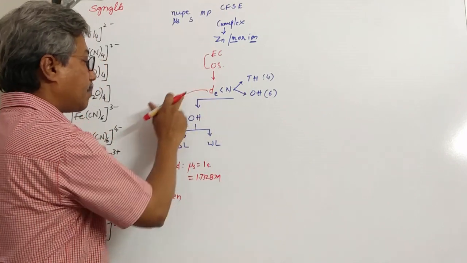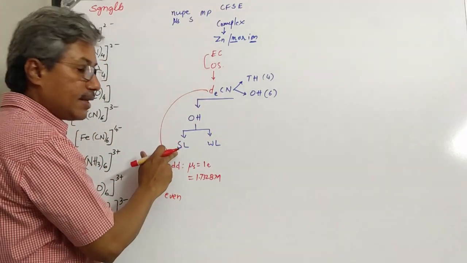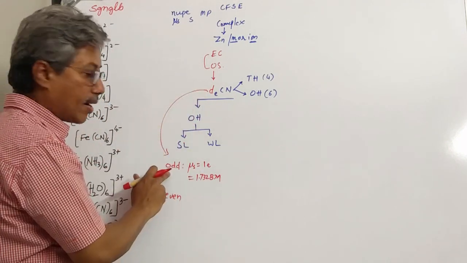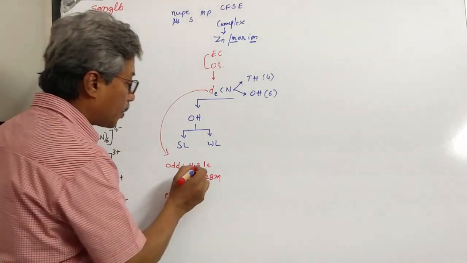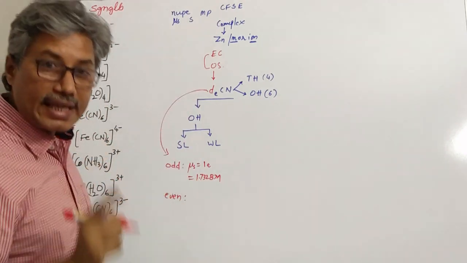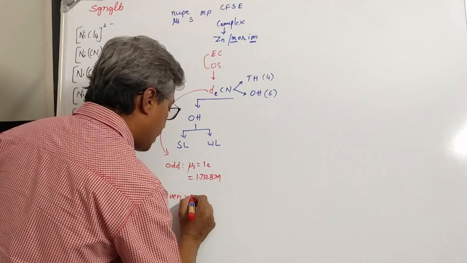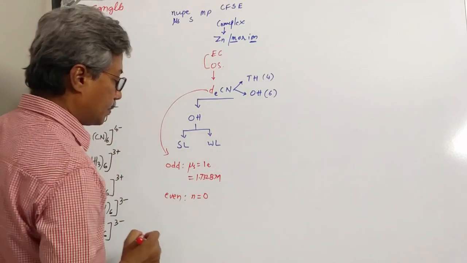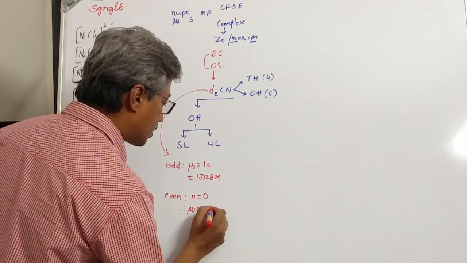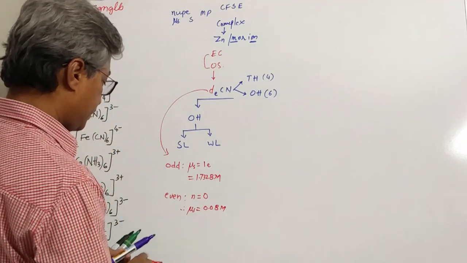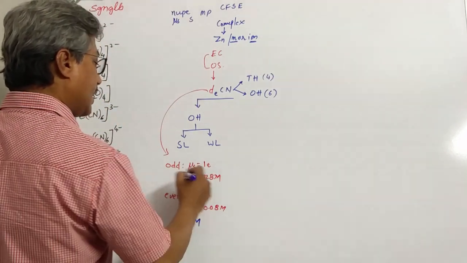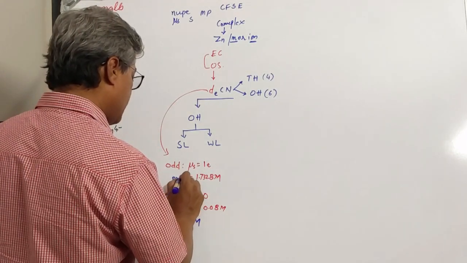Once you know the d electrons, look at the coordination number. If it is octahedral, look at the type of ligand, whether it is a strong ligand or a weak ligand. If it is a strong ligand and the d electrons are odd, then always the magnetic moment corresponds to only one electron. Remember this. And if the d electrons are even in number, then the number of unpaired electrons will always be equal to 0. Therefore, mu s, the spin only magnetic moment, is 0.0 BM. In such a case, the complex will be diamagnetic. In the odd case, the complex will be paramagnetic.